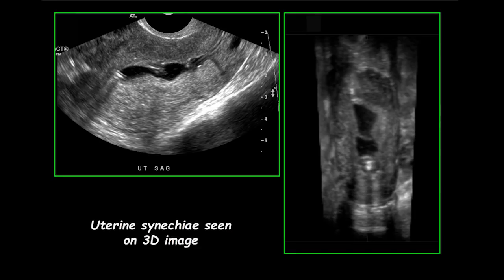Saline infusion sonohysterogram in a second patient with infertility demonstrates an irregular endometrial cavity on the two-dimensional image, suggestive of adhesions. The three-dimensional image demonstrates a uterine band traversing the endometrial cavity within the mid to lower portion of the endometrial cavity, consistent with a synechia.